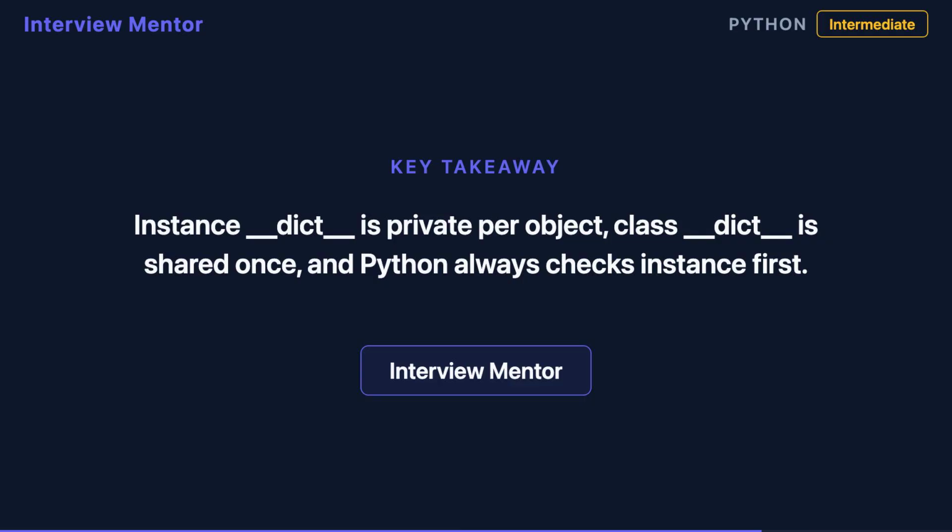Instance __dict__ holds per-object data in separate memory. Class __dict__ is shared once across all instances. Python always checks instance first. Keep this in mind for memory-efficient design.